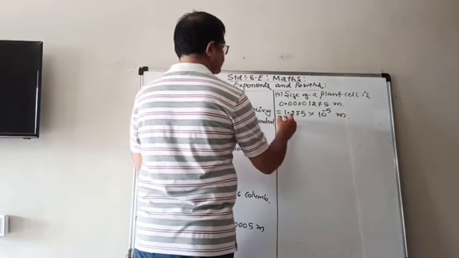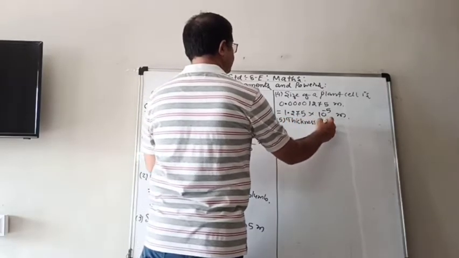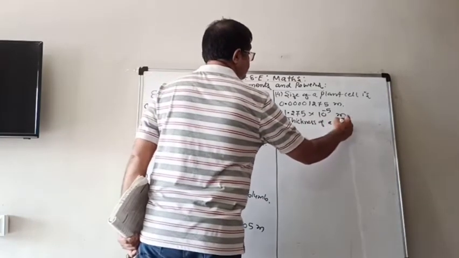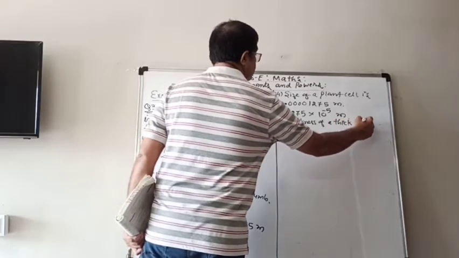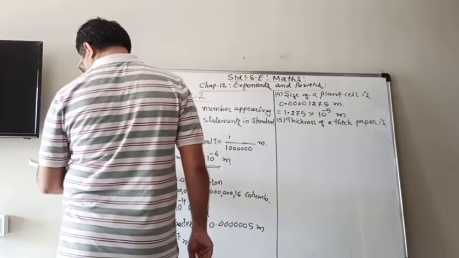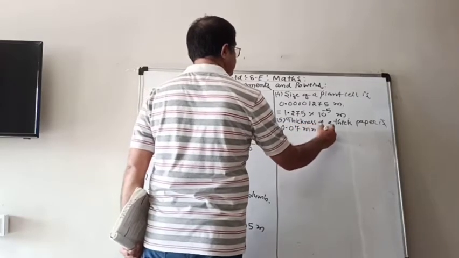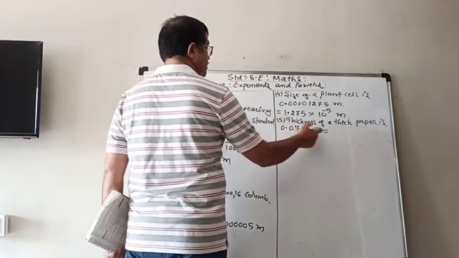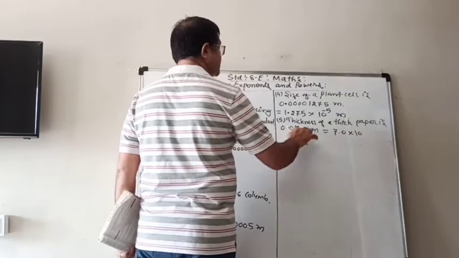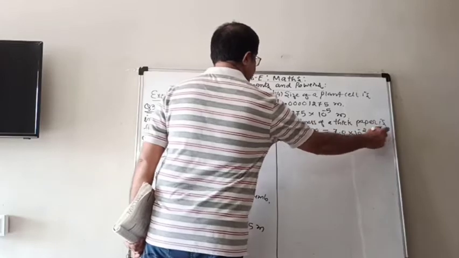Fifth one. Thickness of a thick paper is 0.07 millimeter. So here you can see that it will be 7.0 into 10 raised to. We have to move only two places. So 10 raised to minus 2 millimeter.